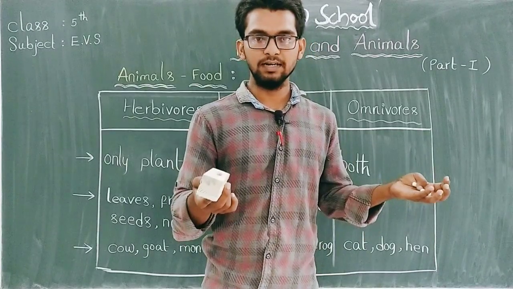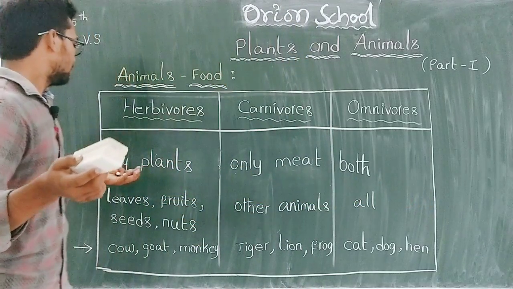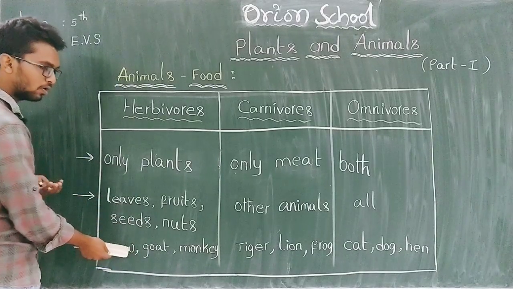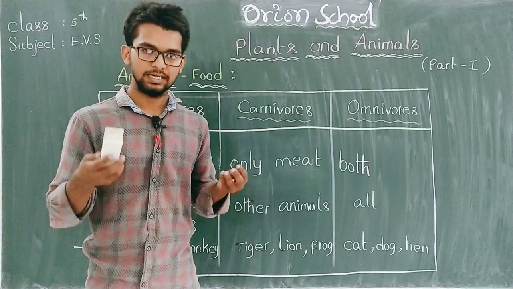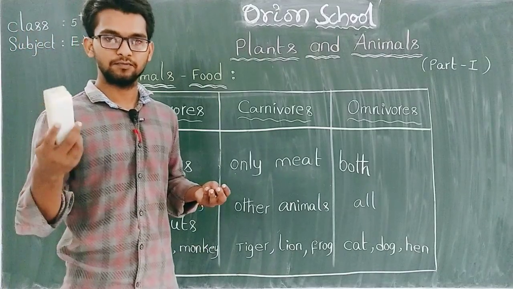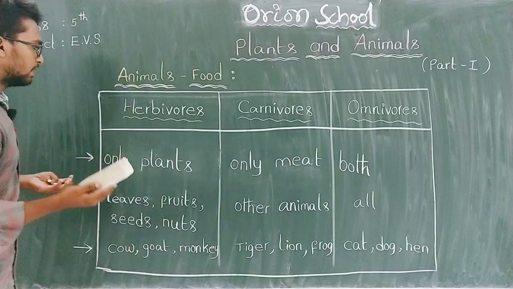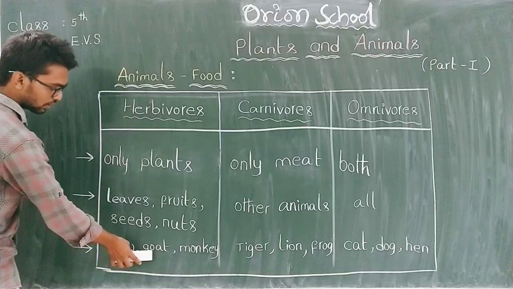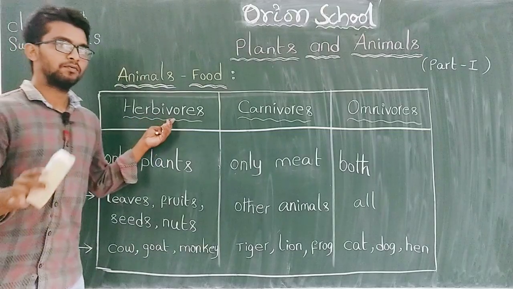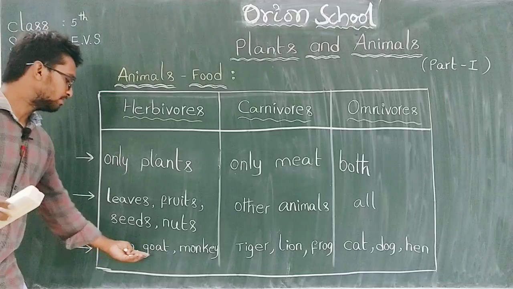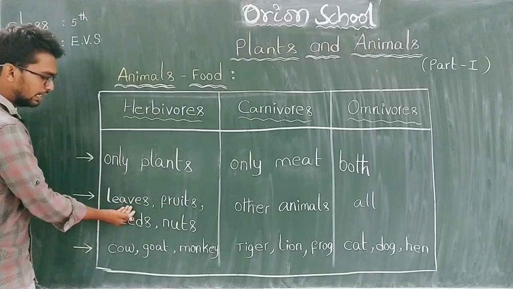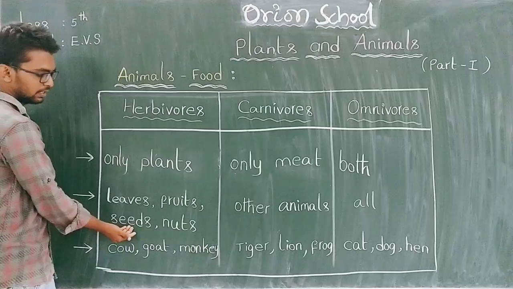Animals also eat food, right? For example, let us take cows. What does a cow eat? Yes, grass. What does a goat eat? Yes, some leaves, some fruits, like this. So these cows, goats or monkeys are some examples of herbivores. We can say these animals are herbivores because they eat only the products of plants, like leaves, fruits, some seeds and some nuts.